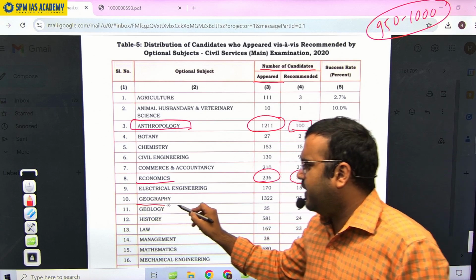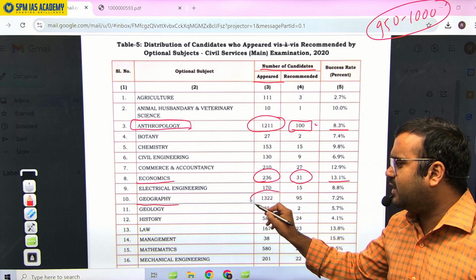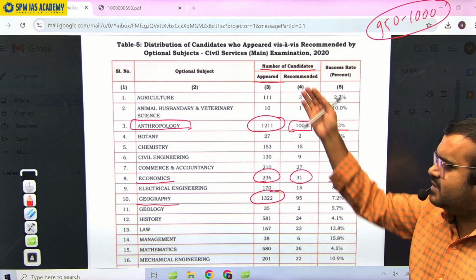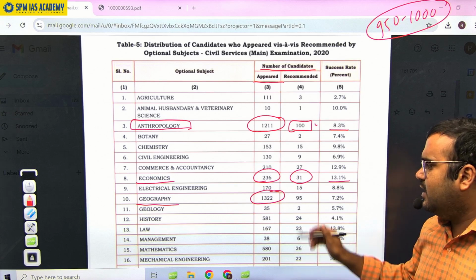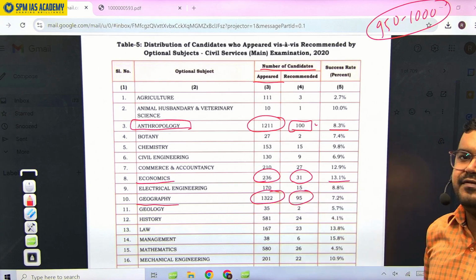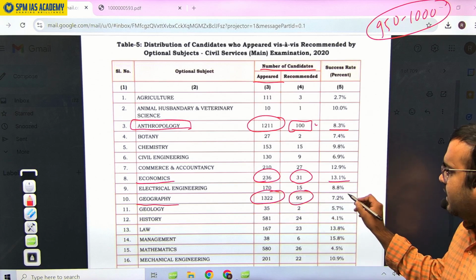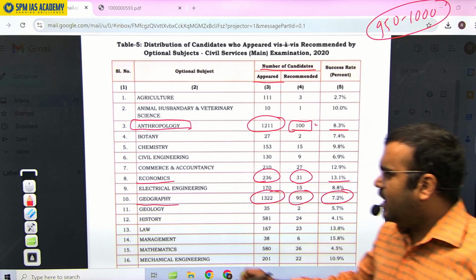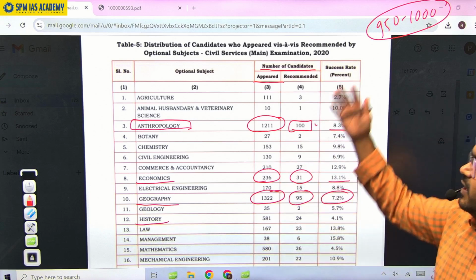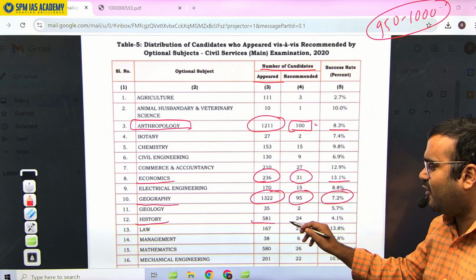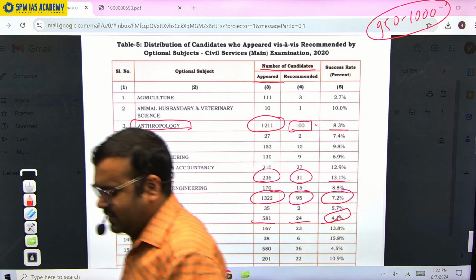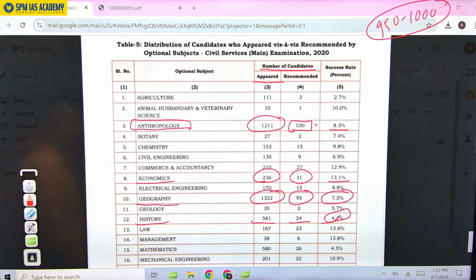Let's talk about geography. In case of geography, somewhere around 1322 students have written the mains with geography as an optional, and some 95 students have finally been selected. That means again the percentage is 7 or 8%, right? Then we will see another optional, history, and 2020 was not a very good year for history, as there is only 4.1% selection. But after that, this trend is roughly around 6 to 7%.